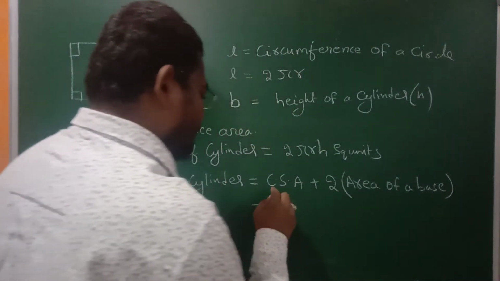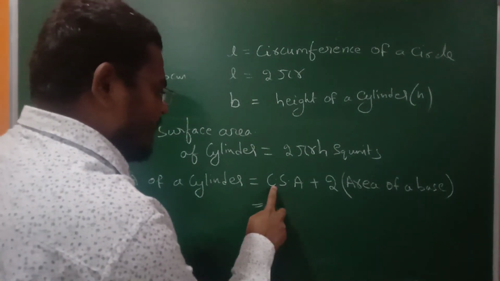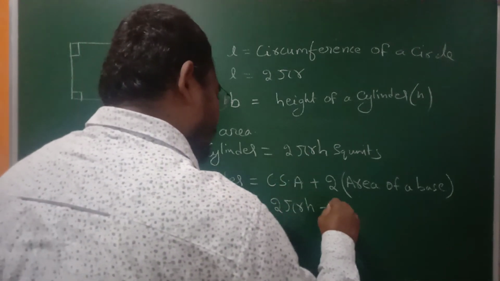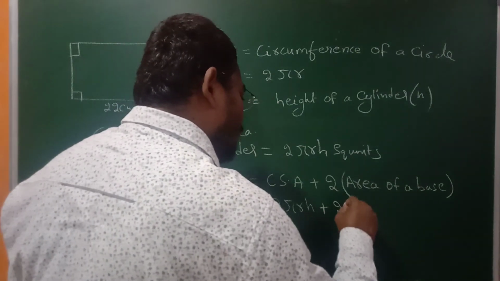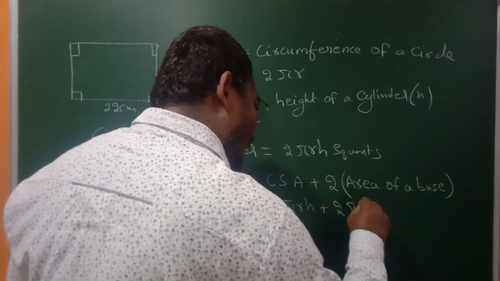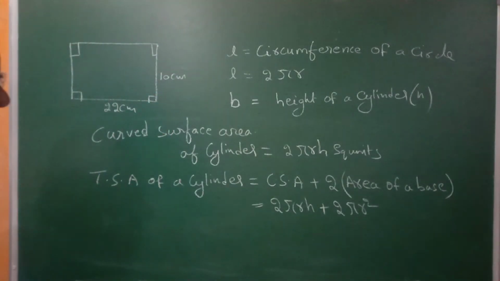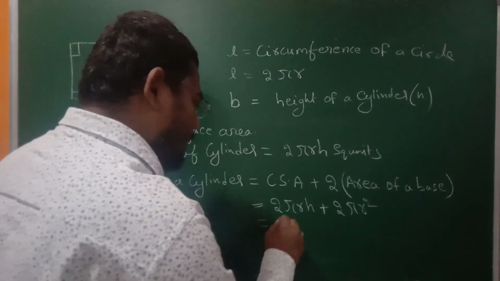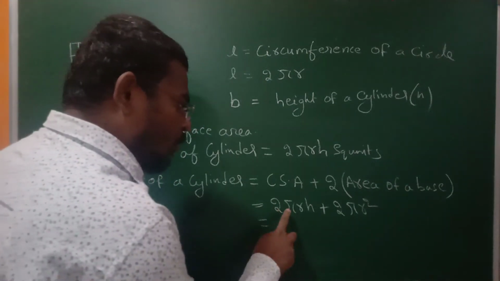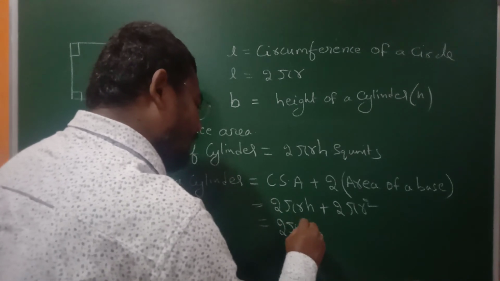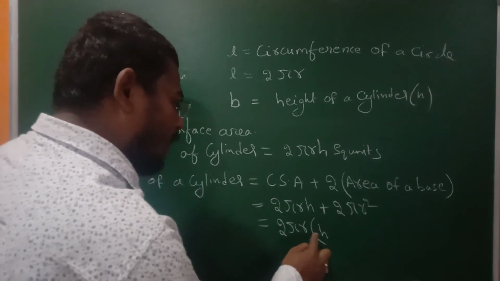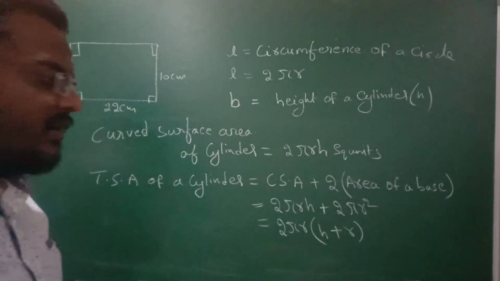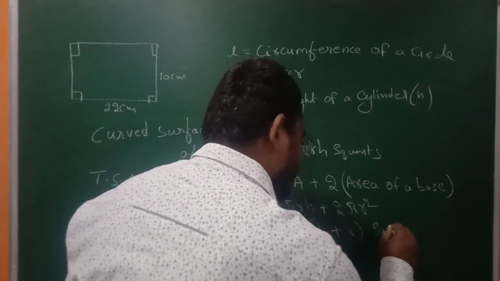Now you see here, CSA is 2 pi r h, plus 2 into area of base. Area of base is pi r square, so 2 times that is 2 pi r square. From here we can take a common 2 pi r. So 2 pi r of h is 2 pi r h, plus 2 pi r of r is 2 pi r square. So TSA is 2 pi r times (h plus r) square units. Units are a must, square units.